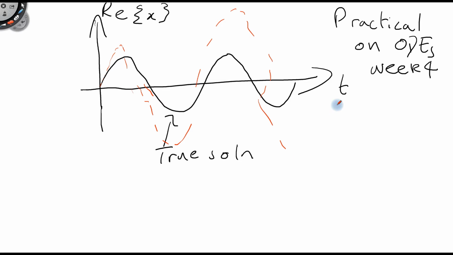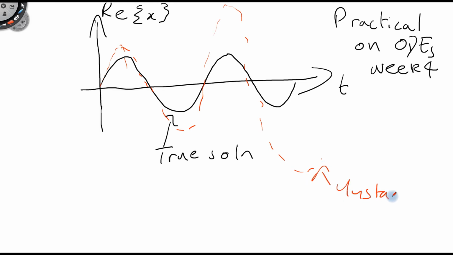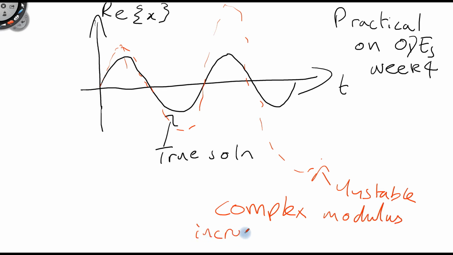I haven't drawn that very well at all. You see, I'm not employed on the basis of my artistic skills, hopefully a bit more on my mathematical skills. Here we go. You get the idea though. This is an example of unstable. So this would mean that the complex modulus increases with time.